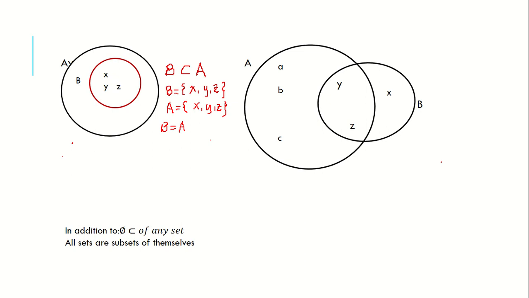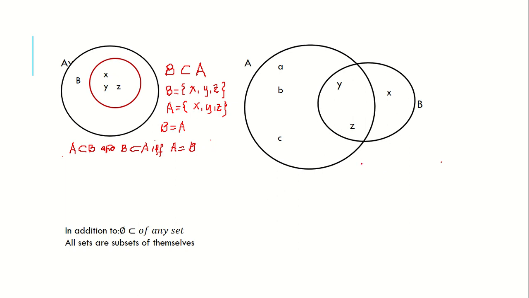A is a subset of B and B is a subset of A if and only if A is equal to B. So that's how we differentiate a proper subset from a subset.